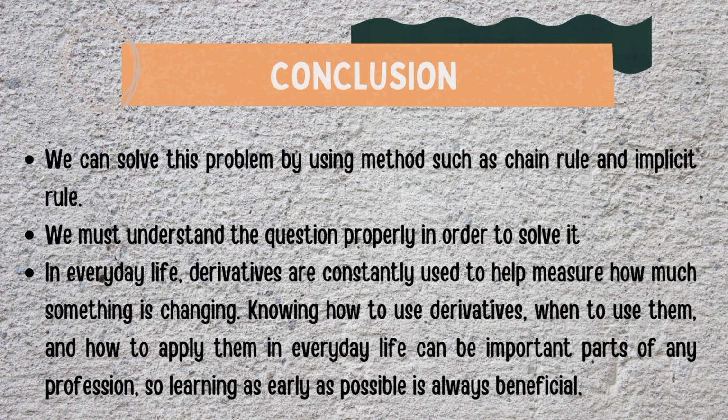In conclusion, we can solve this problem by using methods such as chain rule and implicit rule. Next, we must understand the question properly in order to solve it. Lastly, in everyday life, derivatives are constantly used to help measure how much something is changing. Knowing when to use them and how to apply them in everyday life can be important parts of any profession. So, learning as early as possible is always beneficial.